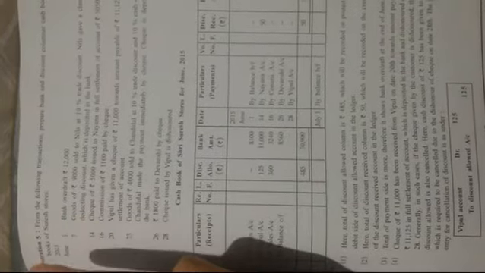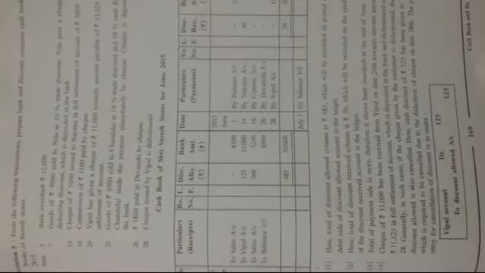Now let's start with the first transaction, which took place on 1st June, that is bank overdraft rupees 12,000. So you all know a bank overdraft is recorded on the credit side of the cash book. If the opening balance of bank is given, then it would be recorded on the debit side, but here bank overdraft is given.